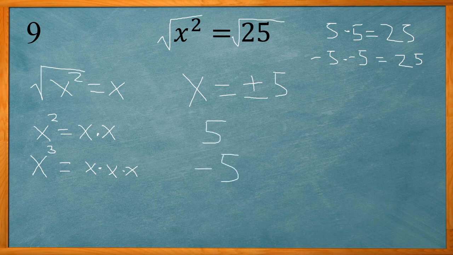Okay, so that's how you solve a problem that has a square in it. You want to take the square root of it in order to get the x by itself. And if you're taking the square root of a number, it could be the positive of it or even the negative of it. So we get two answers, positive 5 and negative 5.